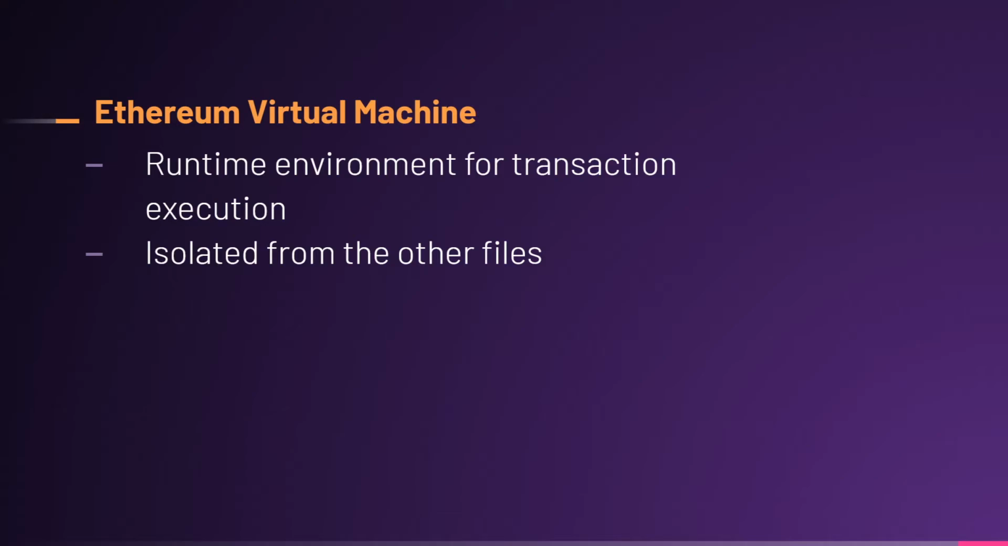The main reason EVM is used is because it is isolated from all the other files and processes on the node's computer, ensuring that for a given pre-transaction state and transaction, every node produces the same post-transaction state, thereby enabling network consensus.